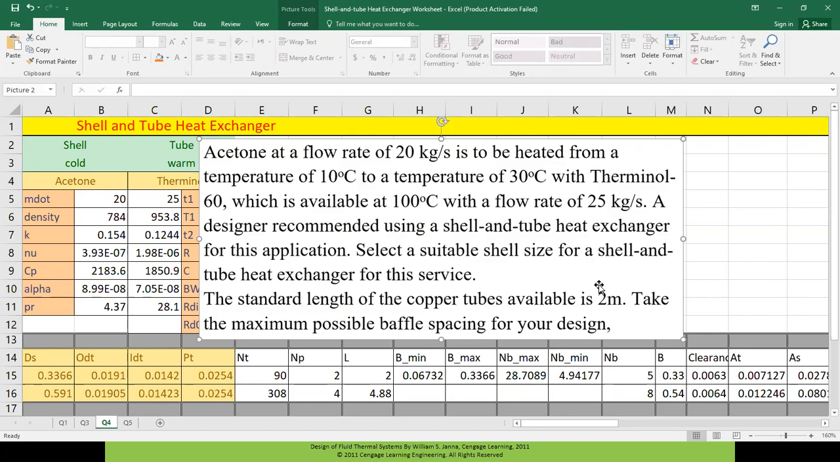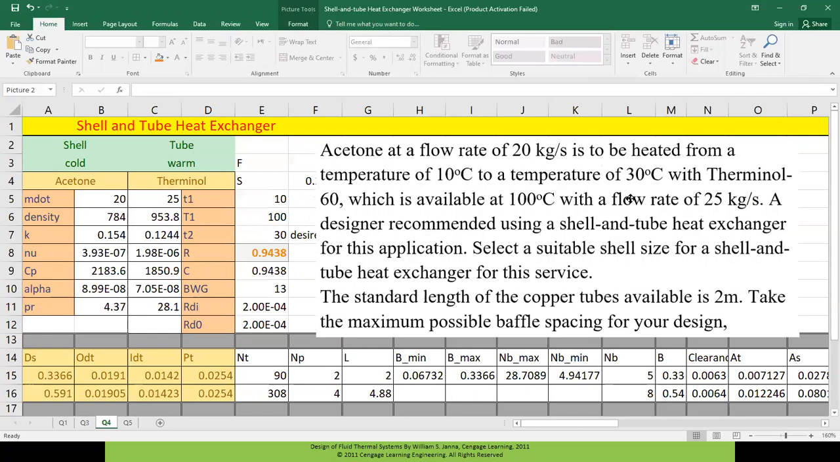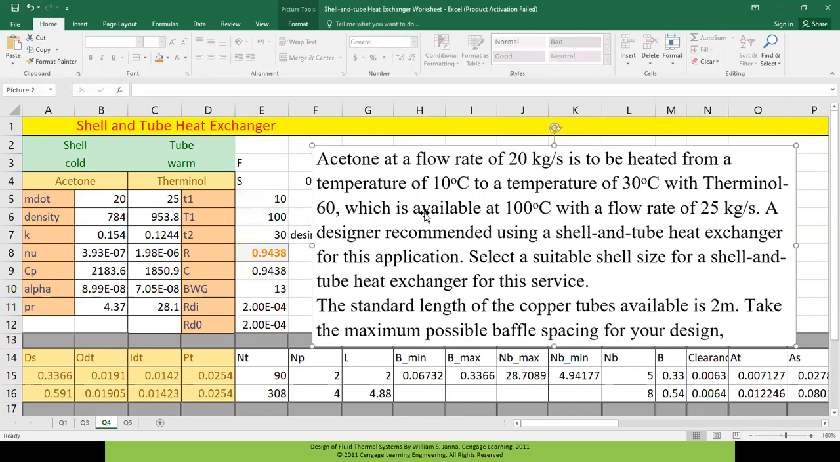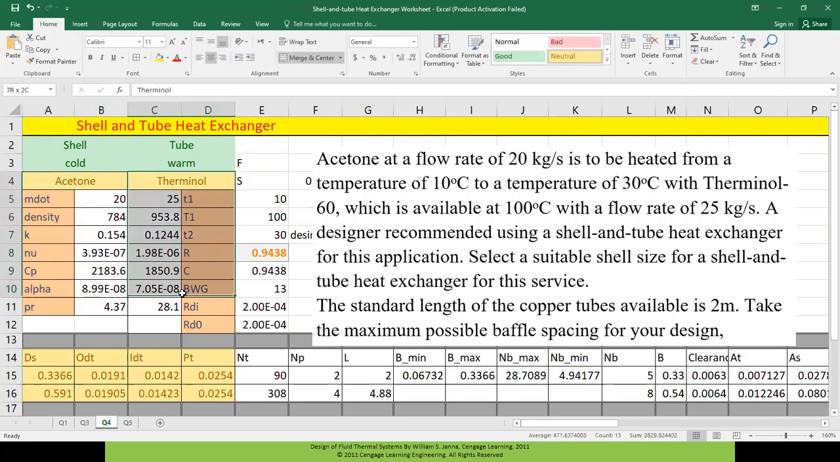So we are following the step-by-step method. First of all, we collected the properties. Collecting the properties is the same as we did in the double pipe heat exchanger. So we write down the properties of acetone and we write down the properties of Therminol.